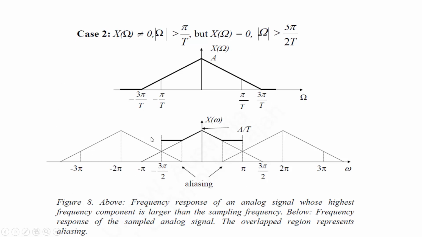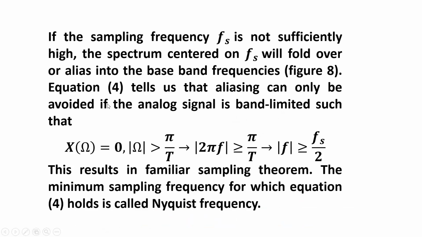But this will happen only when the analog spectrum extends beyond minus pi by capital T on the negative side and pi by capital T on the positive side. So the aliasing will take place. That's what is said here. If the analog signal is not band limited, then aliasing will take place in the signal.